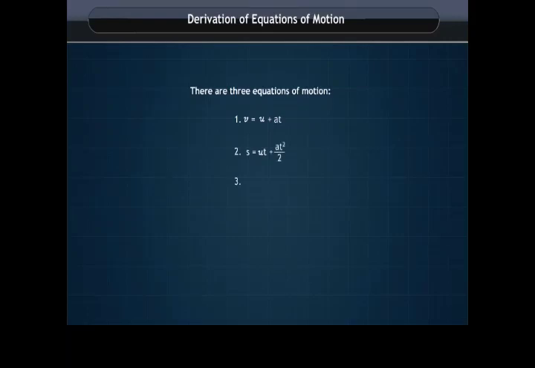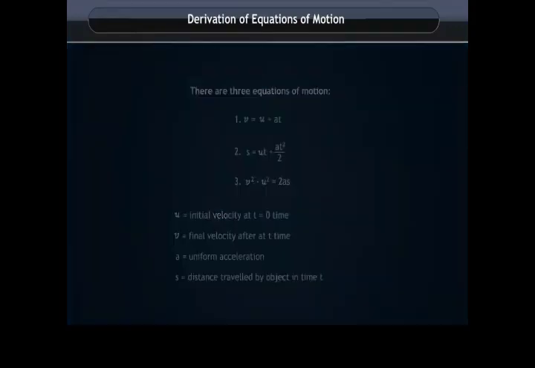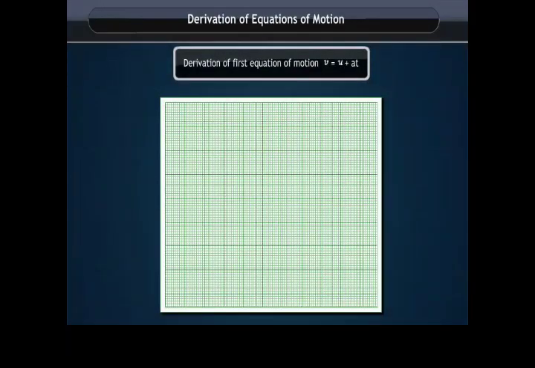V square minus U square is equal to 2AS, where U is the initial velocity at time t is equal to 0, V is the final velocity after time t, A is the uniform acceleration, and S is the distance traveled in time t.